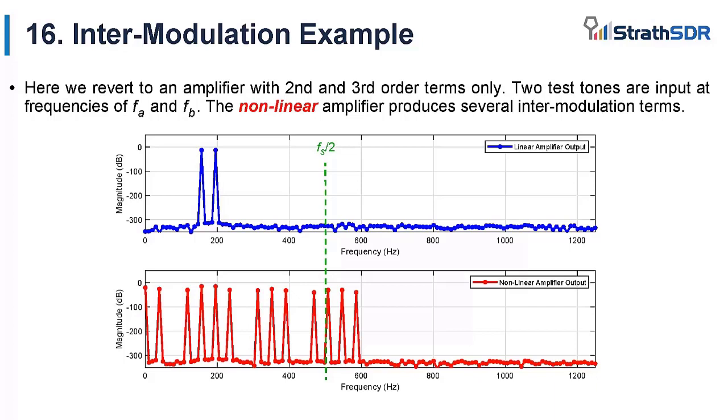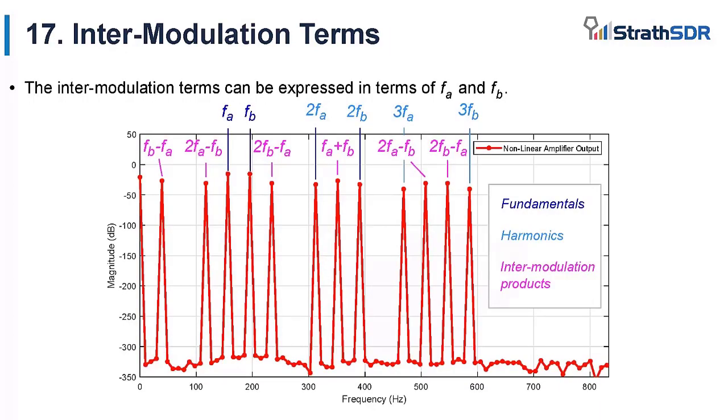However, the nonlinear amplifier introduces quite a number of different components, and this set is composed of both harmonics, which we reviewed earlier, and also intermodulation products. We can now look at another version of this spectrum, with labels indicating what each of the different tones are. First of all, in dark blue, you can see FA and FB, and these are the two fundamental signals which were input to the amplifier.